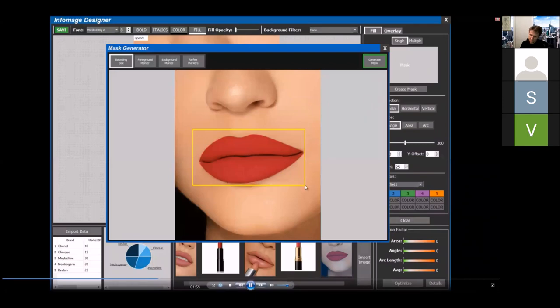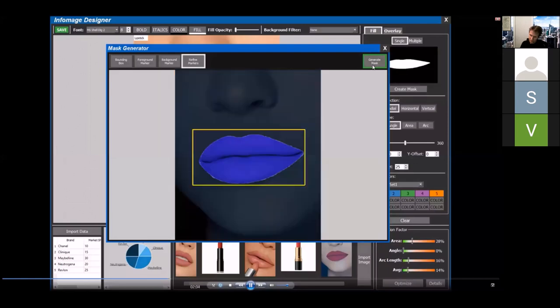Here, draw a box around the object to be filled, in this case the lips. Then click on Generate Mask. This segments out the lips. We also provide tools to refine the selection if the object is not perfectly selected. Since the lips are perfectly cut out, let's move on to styling the infomage.